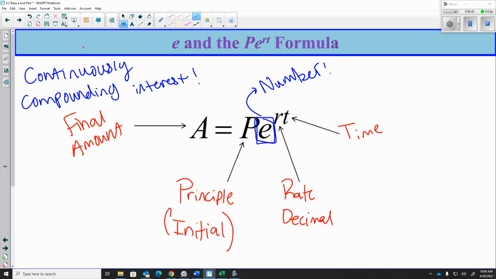So like this one was for compounding interest, and remember, n was how many times it compounds. We use Pert when we're talking about continuously compounding interest. So it's compounding all the time, okay?